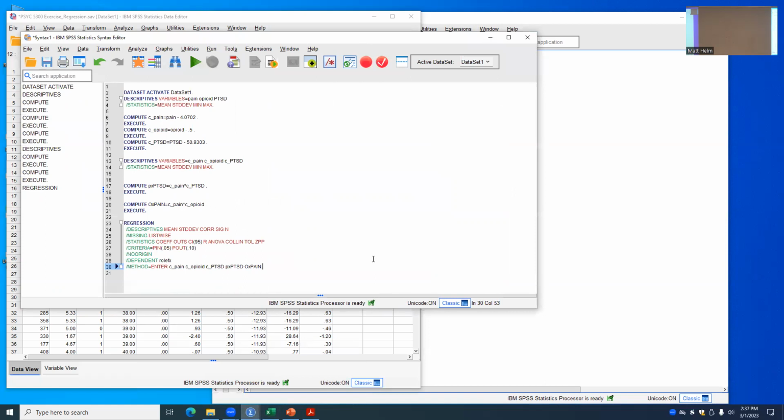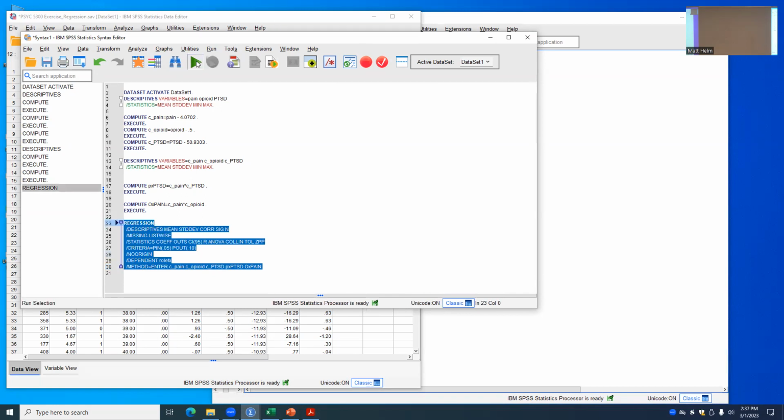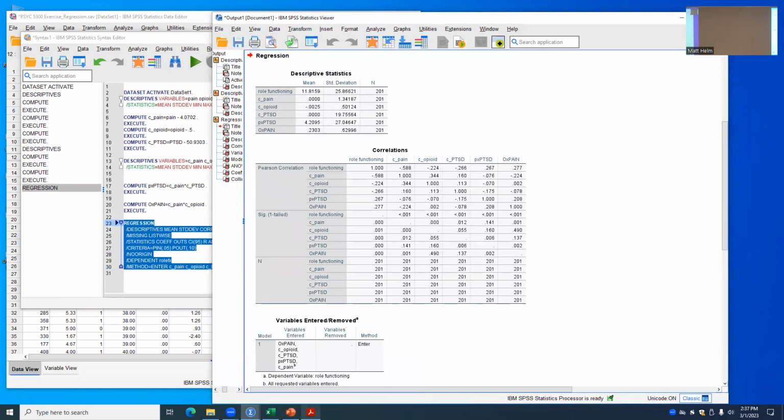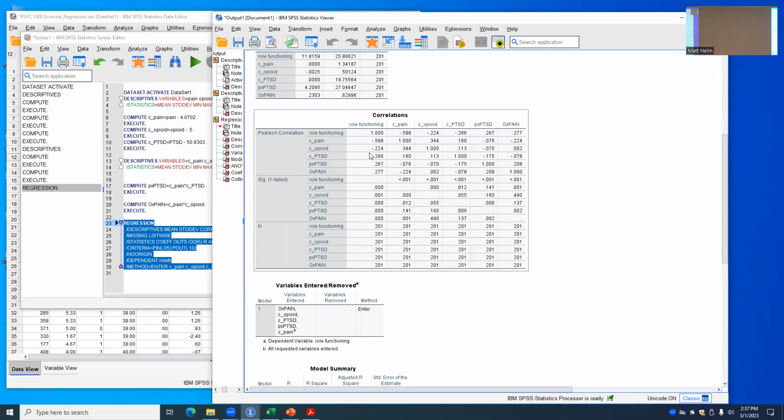So here's my regression model, right? The outcome is role functioning. I've got pain, opiate use, PTSD, PTSD times pain and opiate use times pain. Gonna go through and run that. Okay. So here we'll see my descriptives. Zeros for all of my first order effects, and then we've got mean, standard deviation, stuff like that for my interaction terms. That's fine. Here's my correlation matrix, right?